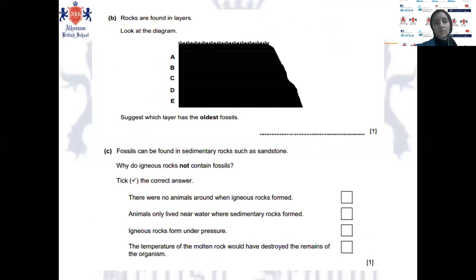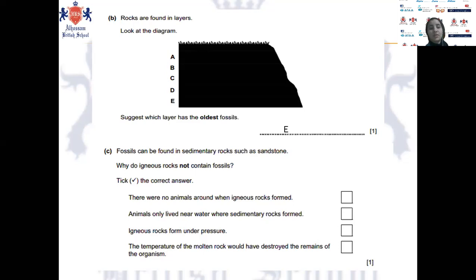Rocks are found in layers. Look at the diagram. Suggest which layer has the oldest fossils. E. Excellent. Fossils can be found in sedimentary rocks, such as sandstone. Why do igneous rocks not contain fossils? The temperature of the molten rock would have destroyed the remains of the organism.